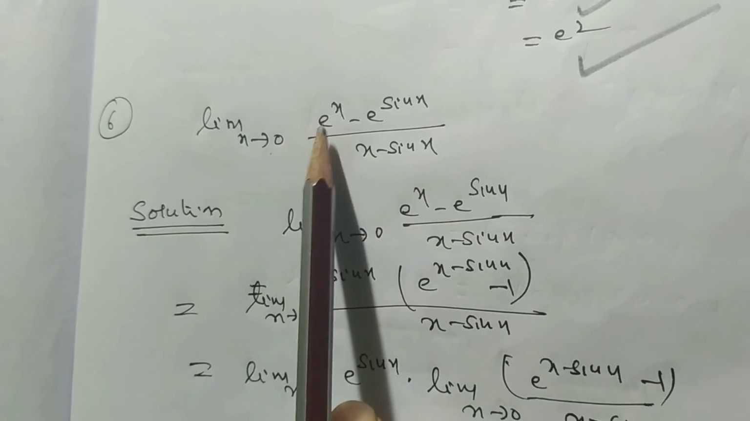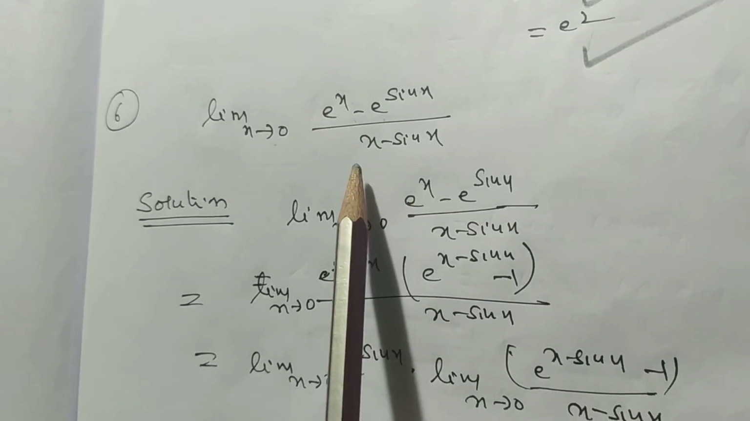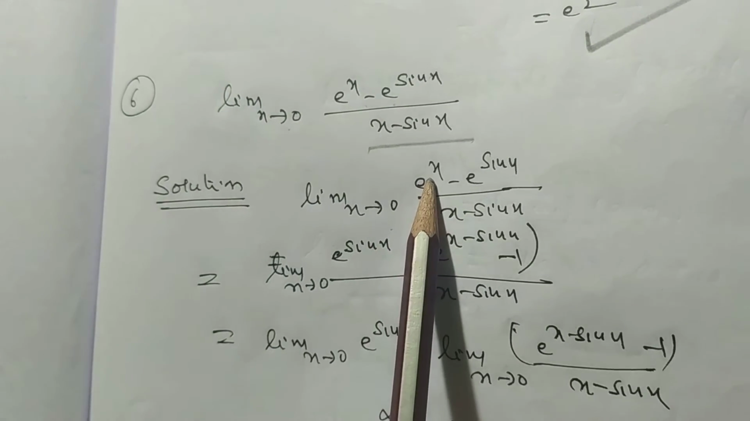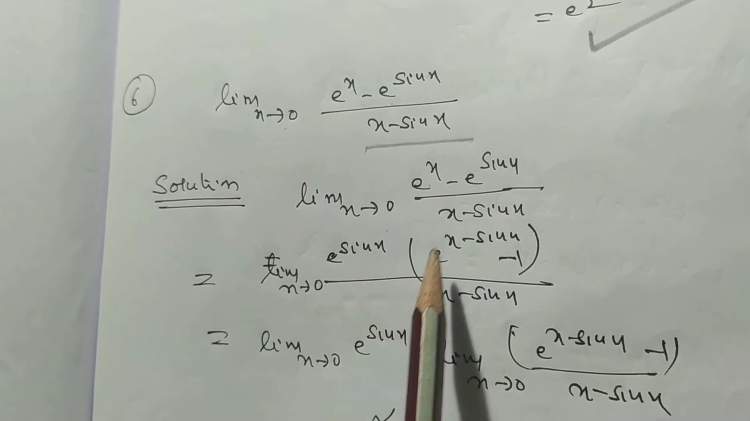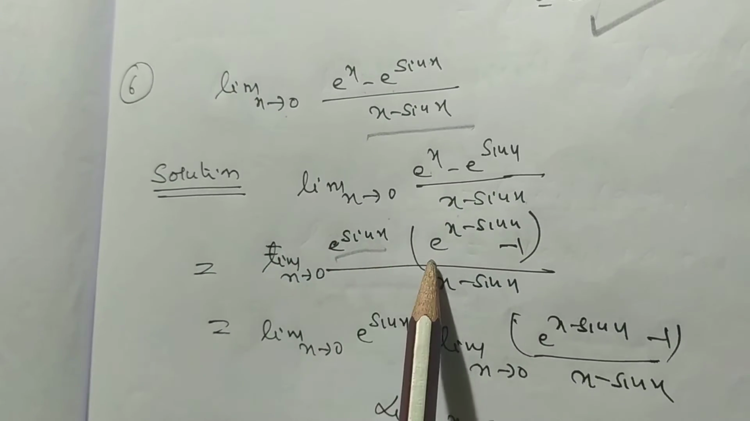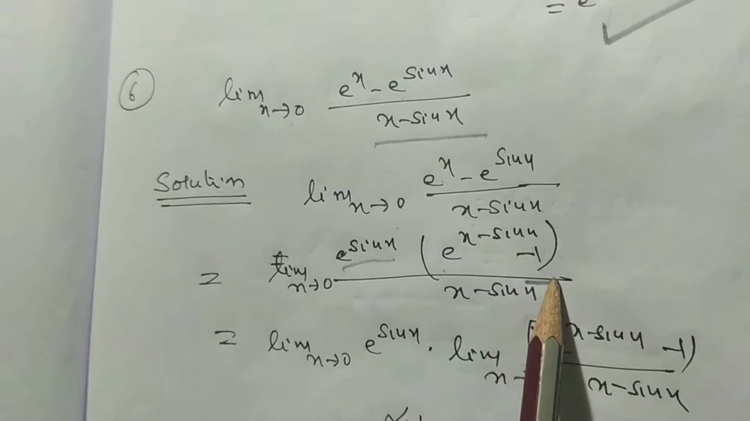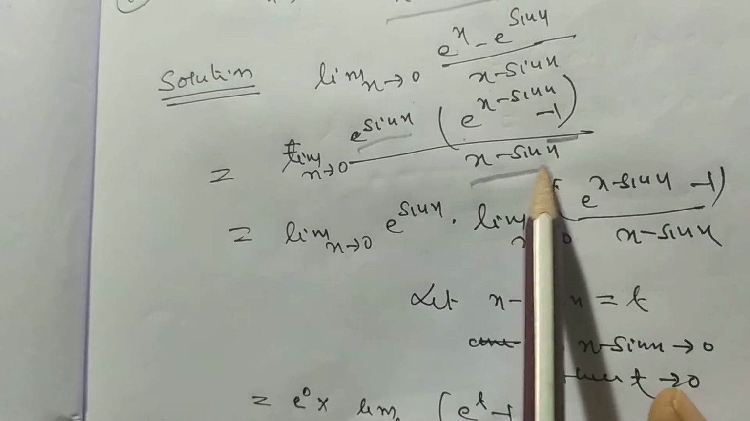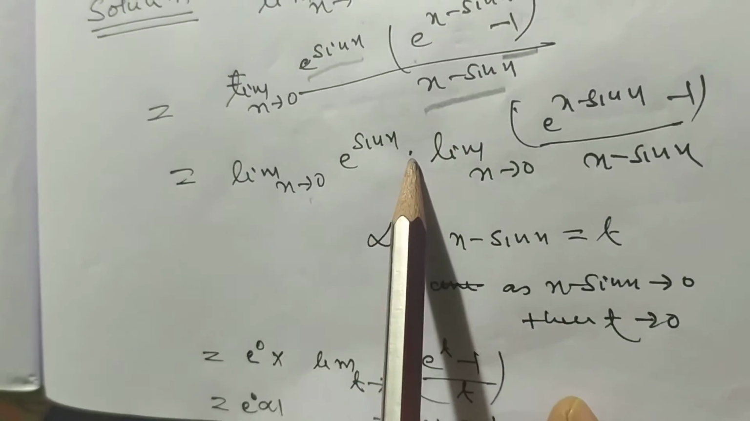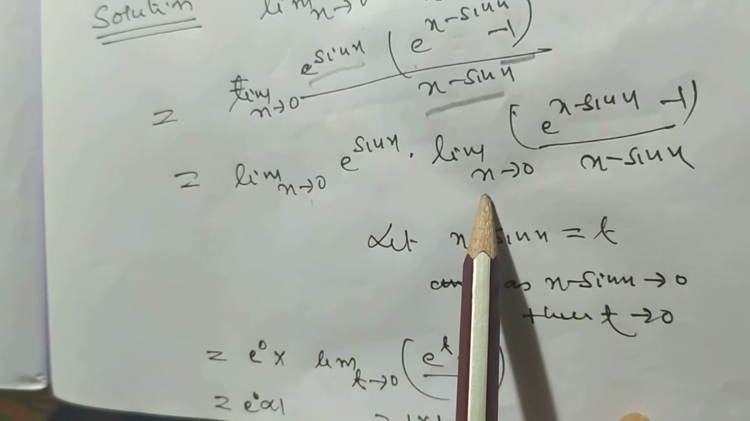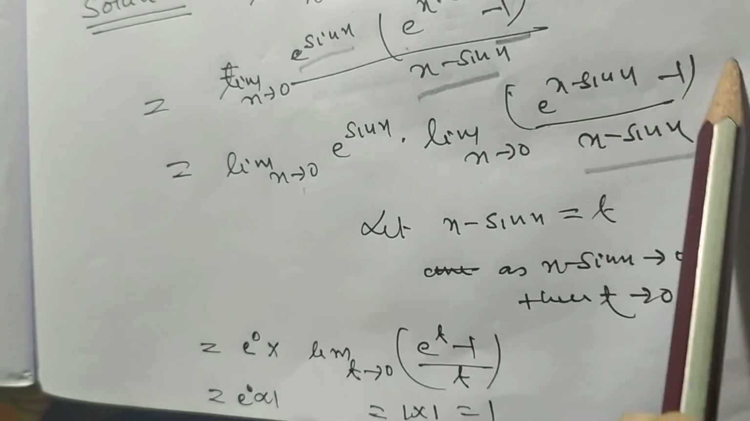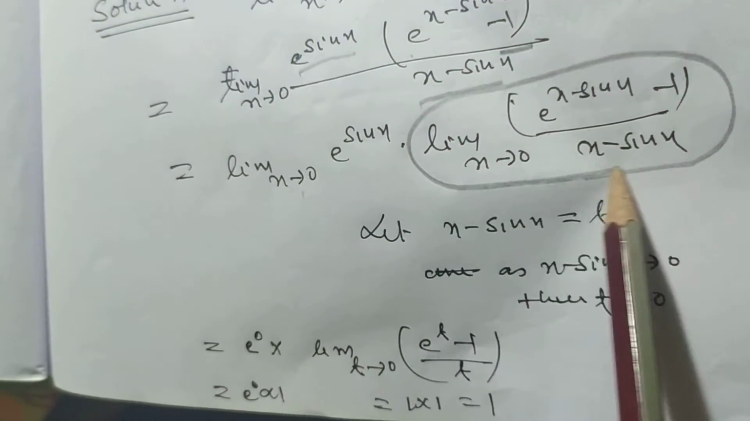Limit x tends to 0, (e to the power x minus e to the power sin x) divided by (x minus sin x). By taking common e to the power sin x, we have e to the power sin x into (e to the power x minus sin x minus 1), and in the denominator it is x minus sin x. So limit x tends to 0 e to the power sin x into limit x tends to 0 (e to the power x minus sin x minus 1) by (x minus sin x). And the value of this expression is 1.